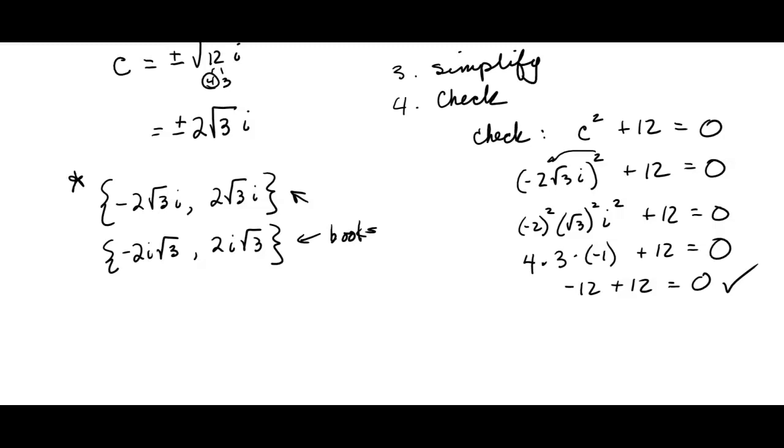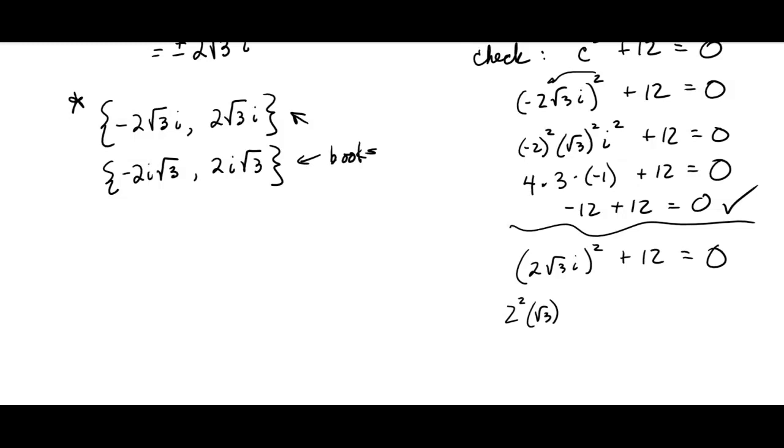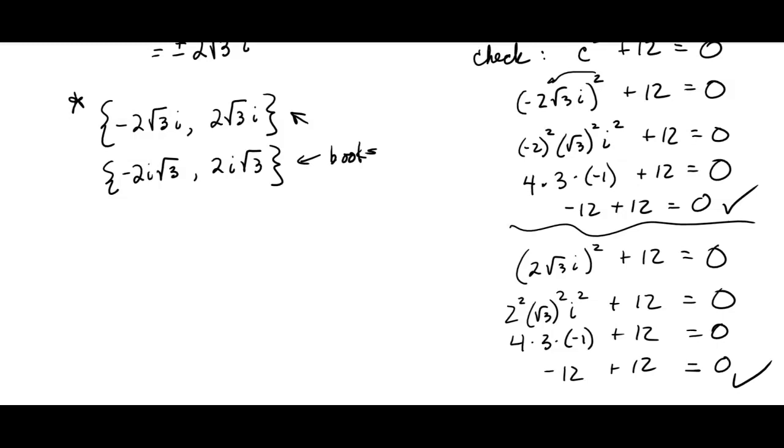All right, now you have to check the other one. Now you take the positive 2 square root 3i, and square it, plus 12 equals 0. So again, you're going to have 2 squared, you're going to have the square root of 3 squared, you're going to have i squared. You probably can see what's going to happen here. But you're going to have 4 times 3 times negative 1 plus 12, or negative 12 plus 12, and that one checks also.